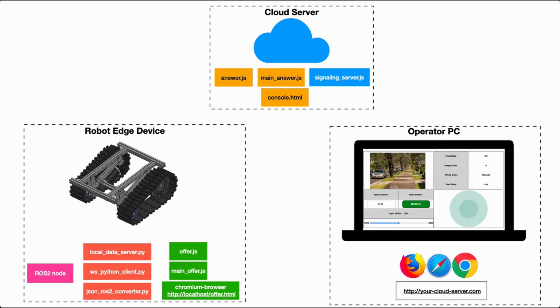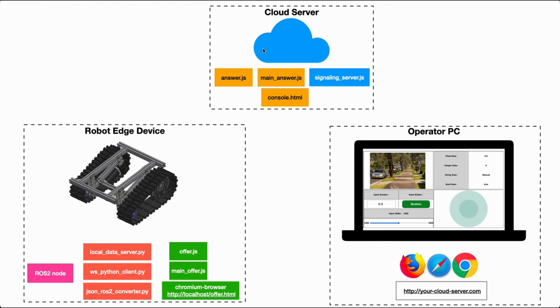Here is the overview of where the code should be running. On the robot side, there are ROS2 nodes running, for example your laser scanner, motor driver, reading sensor data, and so on. And another 3 Python scripts from this WebRTC template folder. The robot will also be running a web browser with offer.html, and offer.js and main offer.js will be called.